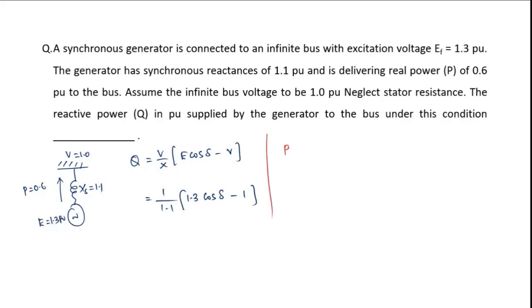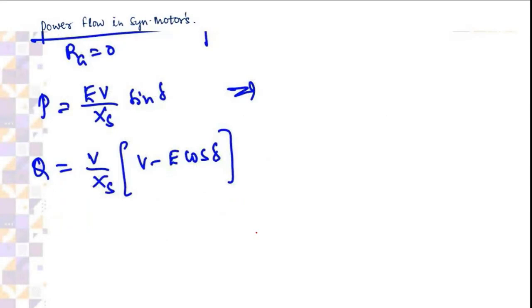So how to solve delta? We know the active power equation EV by X into sine delta. Of course, this X is also the synchronous reactance. So 1.3 into 1 divided by 1.1 into sine delta. What is the active power? We have got it as 0.6. So if you solve it, you'll get the delta value, and substituting it, you'll get Q in per unit. Okay. So this was also asked in a previous GATE examination.